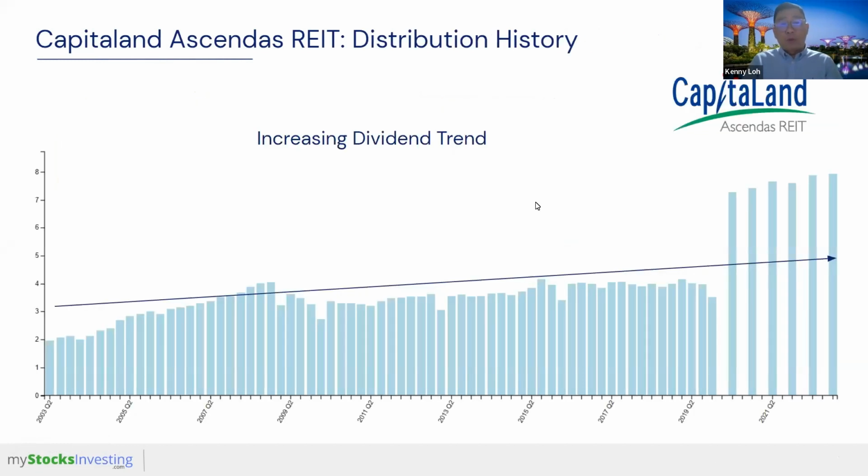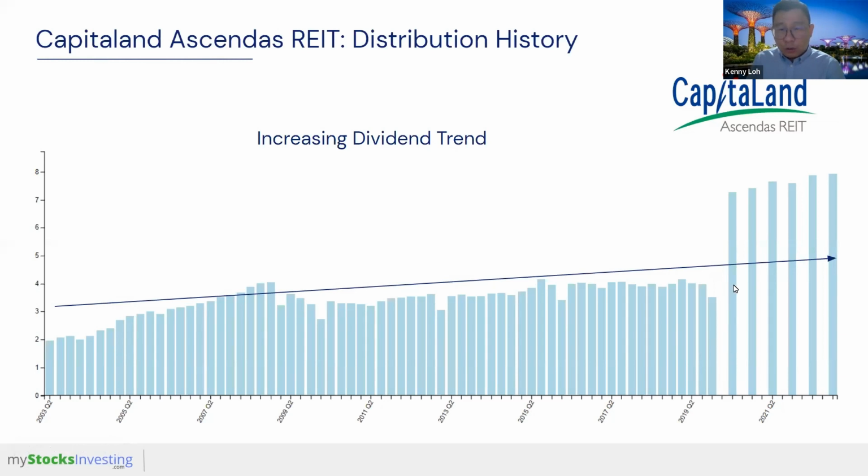Okay, let's look at the distribution history. If you look at the long term since the IPO, Ascendas REIT's DPU, the distribution per unit, is on an increasing trend. Over the long term. And recently, during the COVID period, in order to save costs and preserve cash, they changed to a semi-annual dividend payout. Previously, it was all quarterly dividend payout.